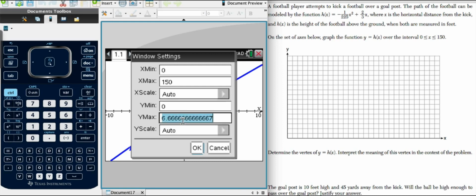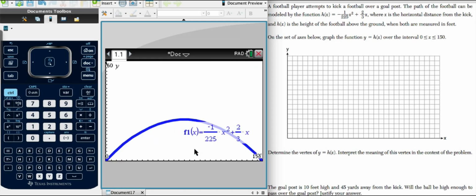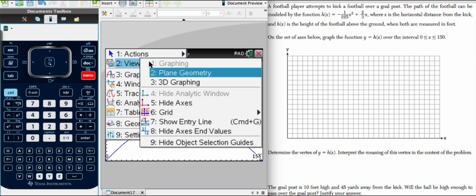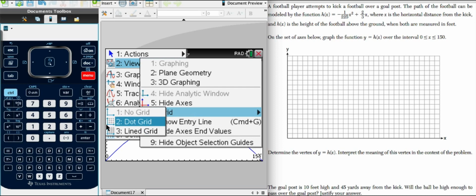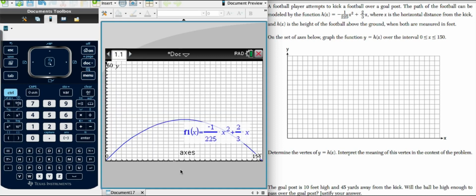And we have to pick a reasonable number to kick a football. I am guessing that a football might go as high as 60 feet. And we can always adjust that later if it's not correct. Let's click OK. There we go. Now I'm going to throw in a grid here just for the sake of a little bit more clarity. So we have our grid, and I like the line grid. That's my preference.